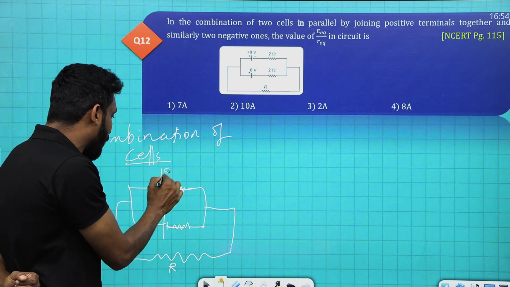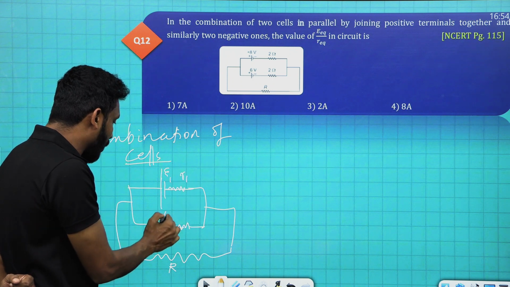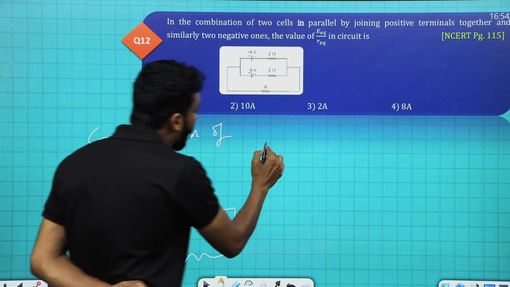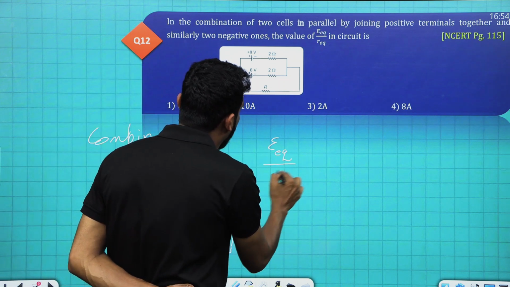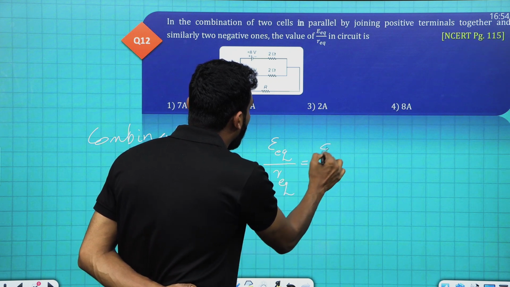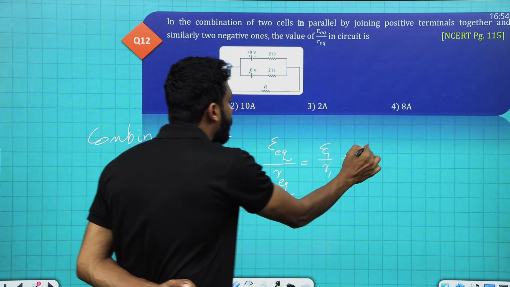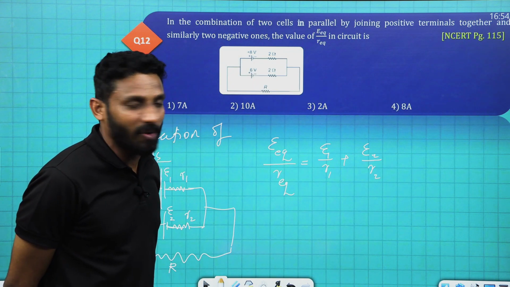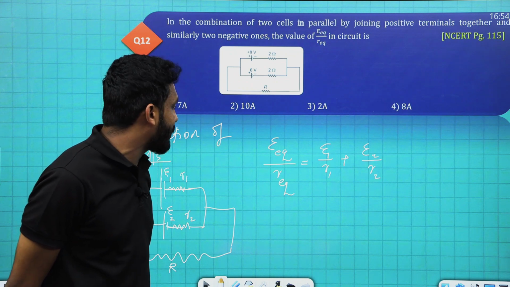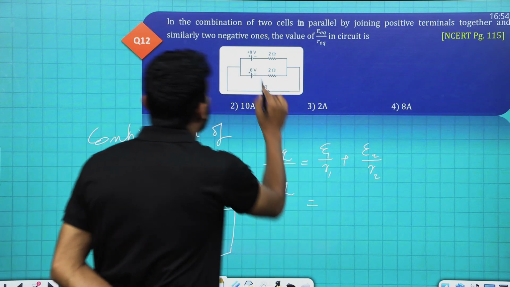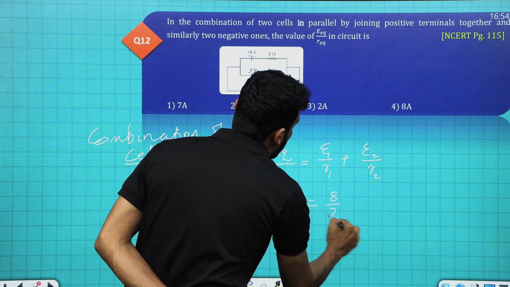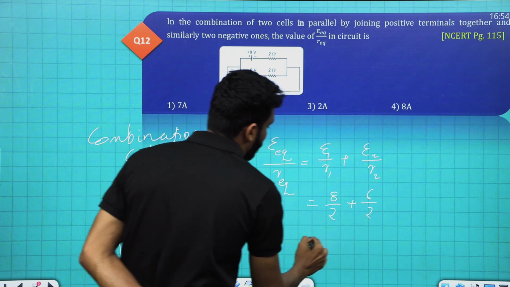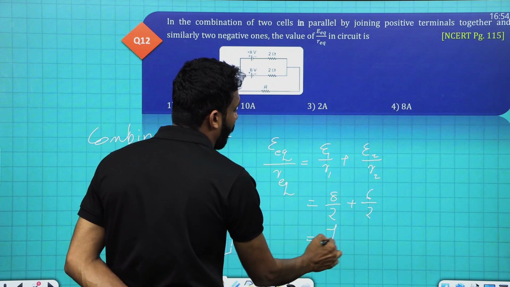This is having EMF E1, internal resistance R1. Second one having EMF E2, internal resistance R2. Clear? Then we have derived the equation: E equivalent by R equivalent is equal to E1 by R1 plus E2 by R2. Very direct. E1 here in the question is 8, so 8 by 2, that is R1, plus 6 by 2. Okay, 4 plus 3, that is 7.